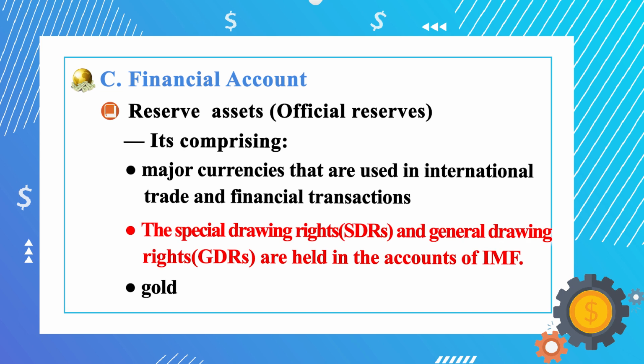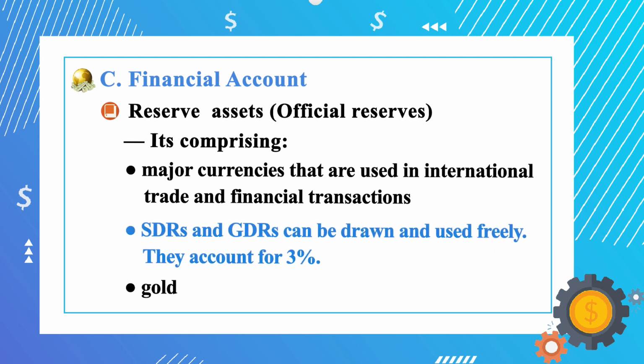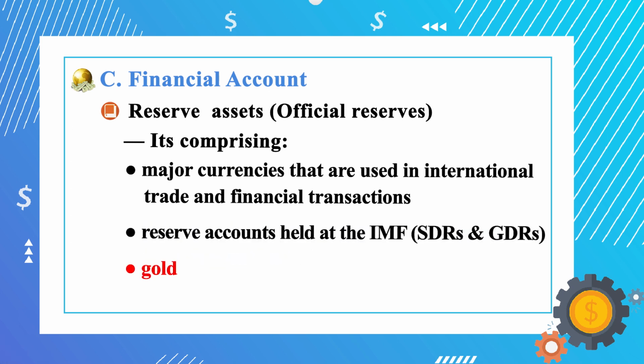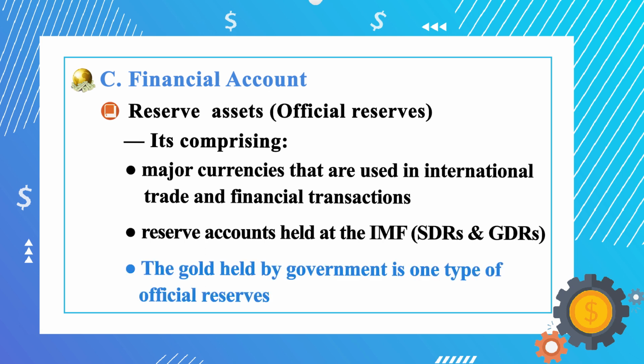The special drawing rights, SDRs, and general drawing rights, GDRs, are held in the account of the IMF. SDRs and GDRs are assets in the account of the IMF and can be drawn and used freely, but their function is very limited because their proportion is quite small, just 3%. Gold can be a common commodity, but the gold held by government is one type of official reserve.